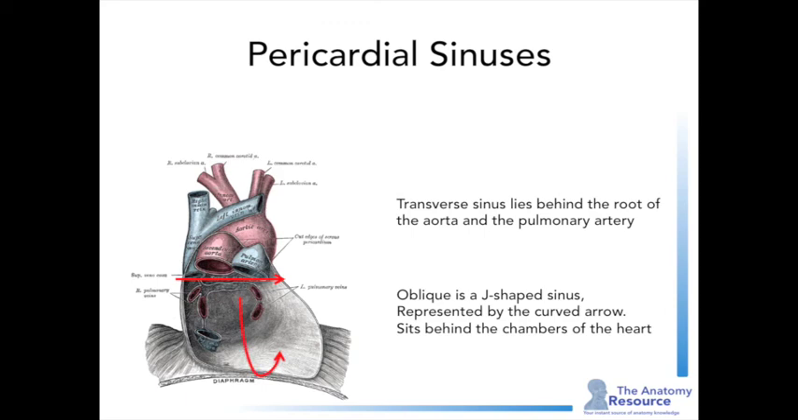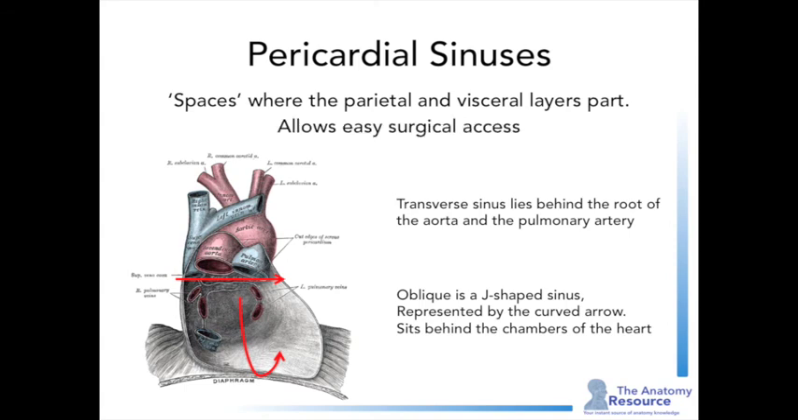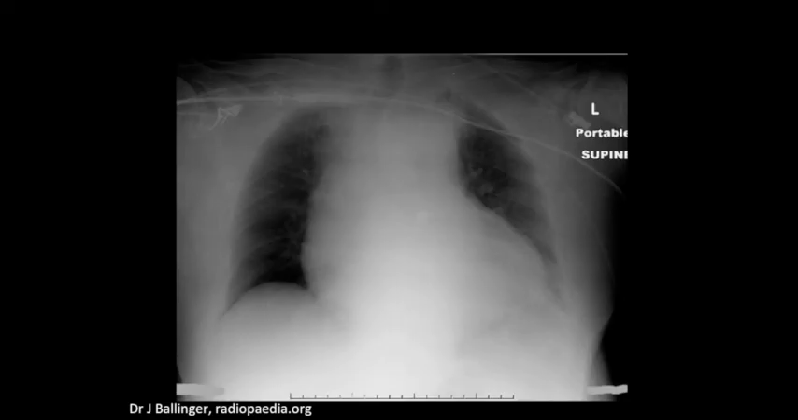The other one, which is more difficult to visualize here, is an oblique sinus, what we call the oblique pericardial sinus. It's a J-shaped sinus, and it is literally that space that you can see demarked by the arrow there. It's a space between the chambers and the inferior vena cava, etc. It's quite difficult to visualize on a 2D image, but if you could literally put your hand underneath the heart right to the back, then that would make a J shape, which is the oblique pericardial sinus. This is important in surgery where we've got a space to be able to access the vessels. So there are spaces where the parietal and visceral layers part, and it allows easy surgical access.